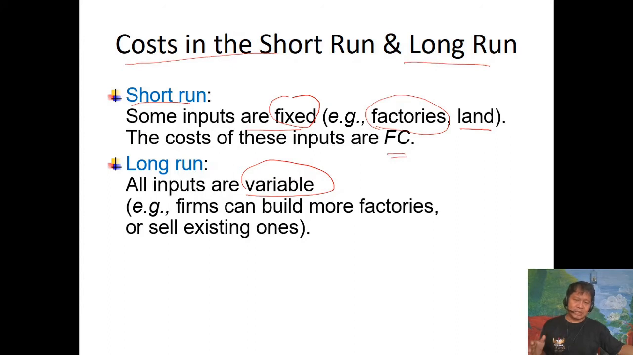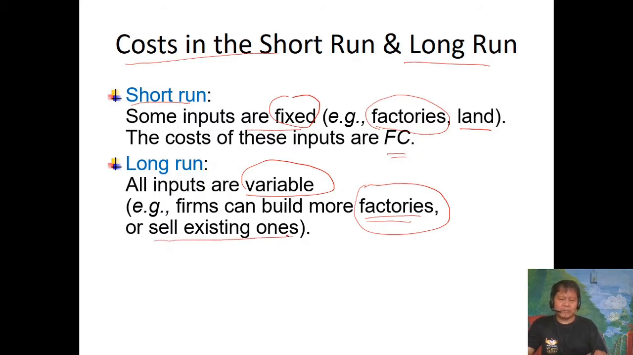There may be a lot of decisions that can be made. All inputs are variable. For example, the firms can build more factories, so we can expand our business in the long run. Unlike in a short run, where we have to settle first in a small business, in the long run we can expand. So if the firms can build more factories, the cost of the equipment may change, and inputs will change from small to large scale. So firms can build more factories in addition to the existing ones.